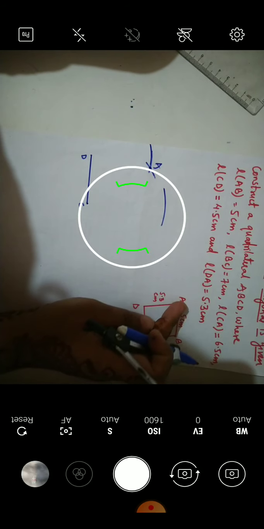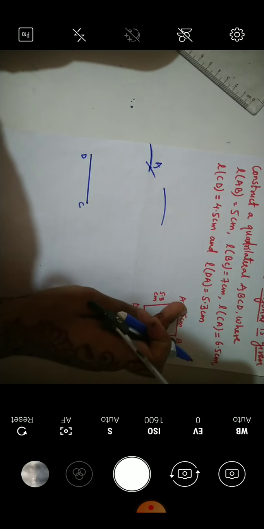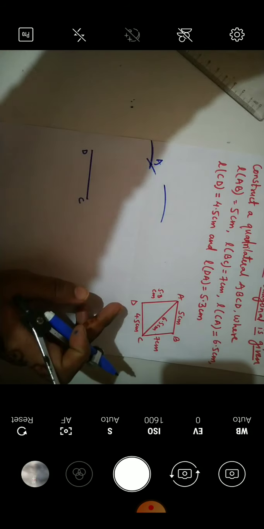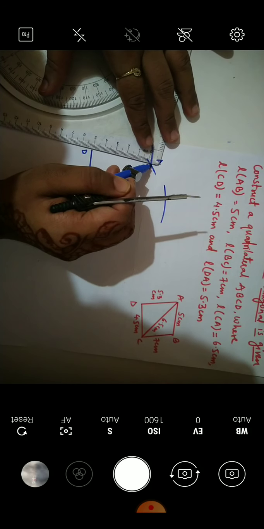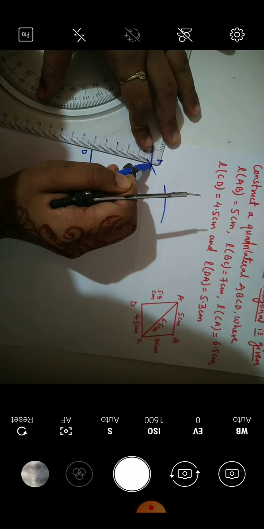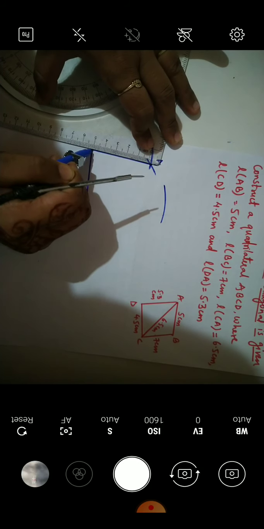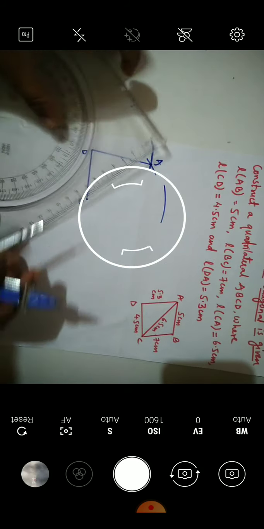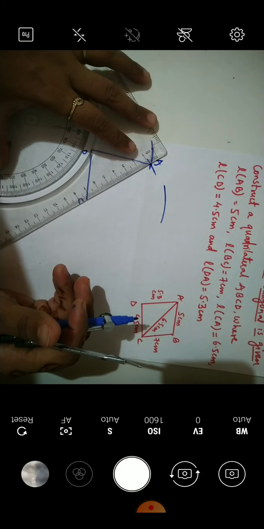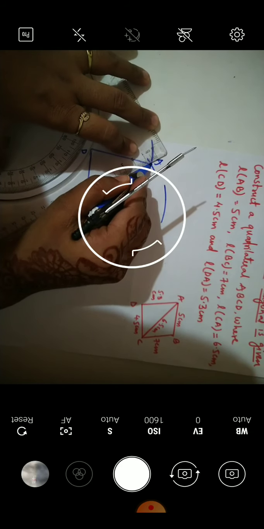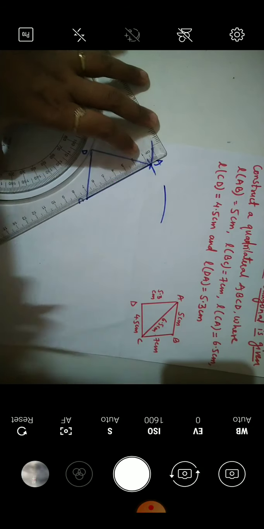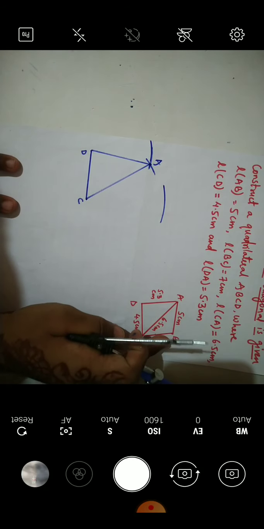I have to join this point A with C, and I have to join point A with D. So I will do it. I will join A and D. I will also join A and C. Okay, but I still did not get point B.